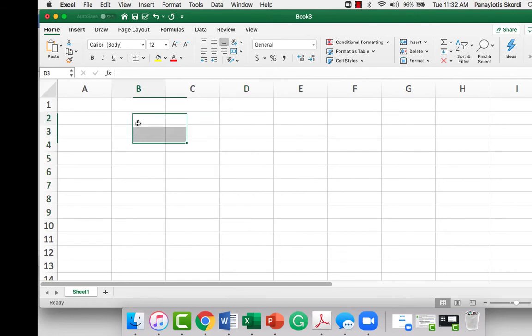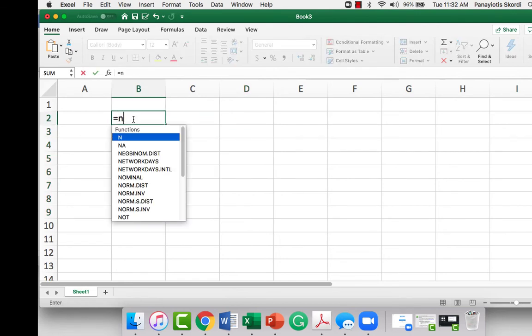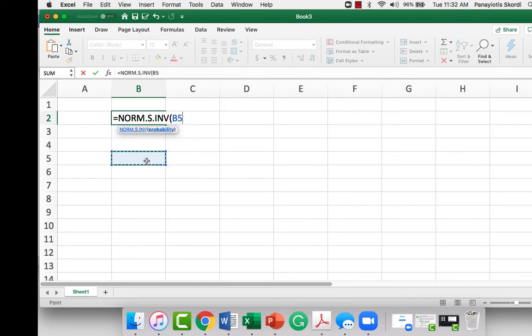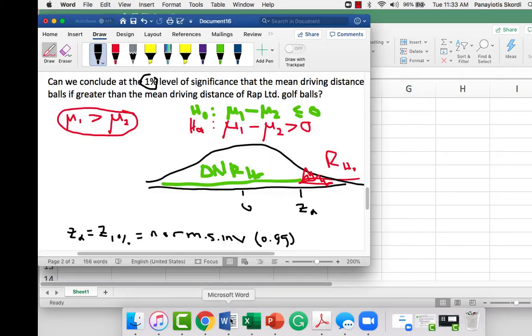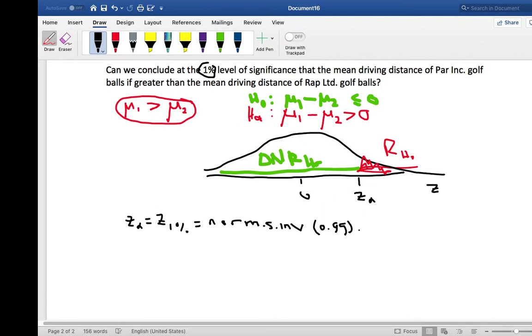So let's just do it here. Equals norm.s.inverse, and it's going to be 0.99, and that comes to about 2.33. Let's go back over here, and this is going to be 2.33, so that equals 2.33.